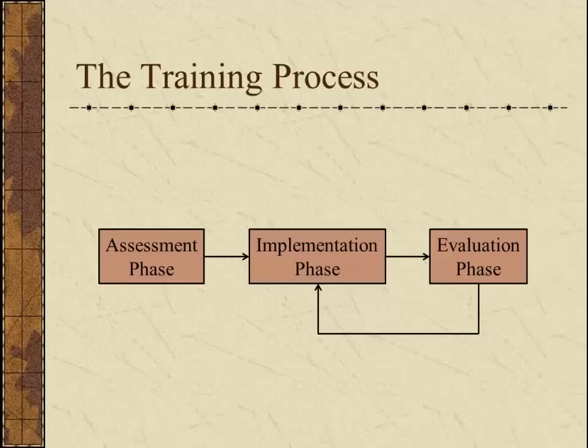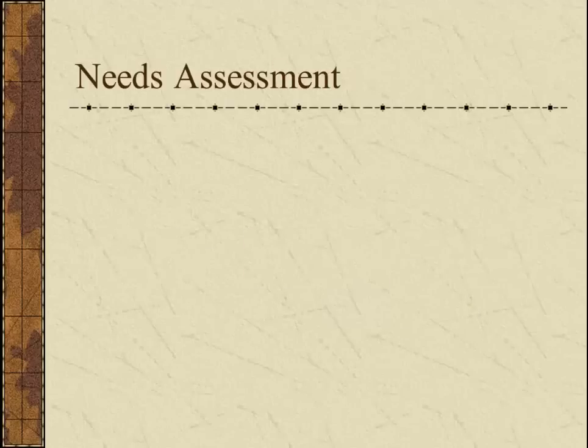Now I should note that this is a prescriptive model. In other words, it says what should happen in organizations. Sadly, most of the time, companies only focus on the actual delivery of training. In other words, training is often neither well planned nor properly evaluated for quality. So let's take a look at the assessment phase.